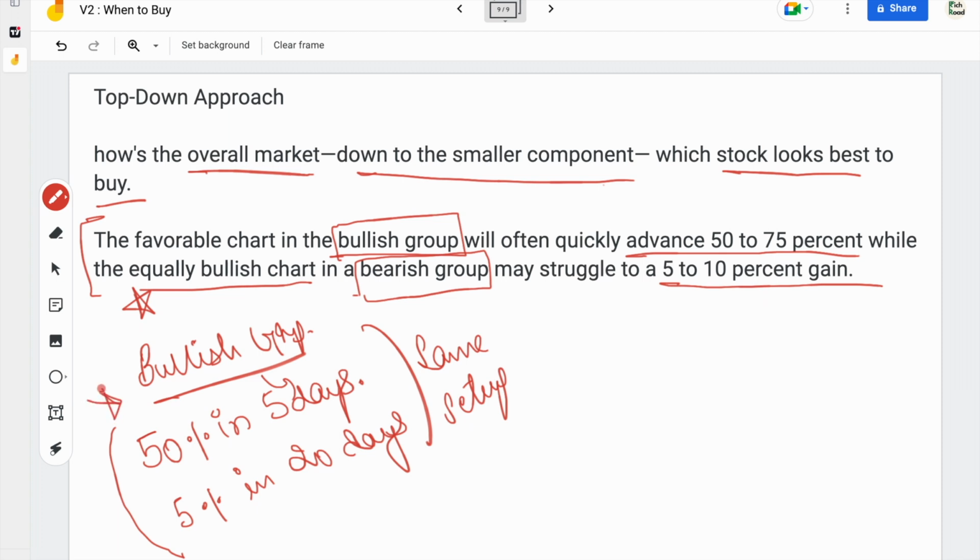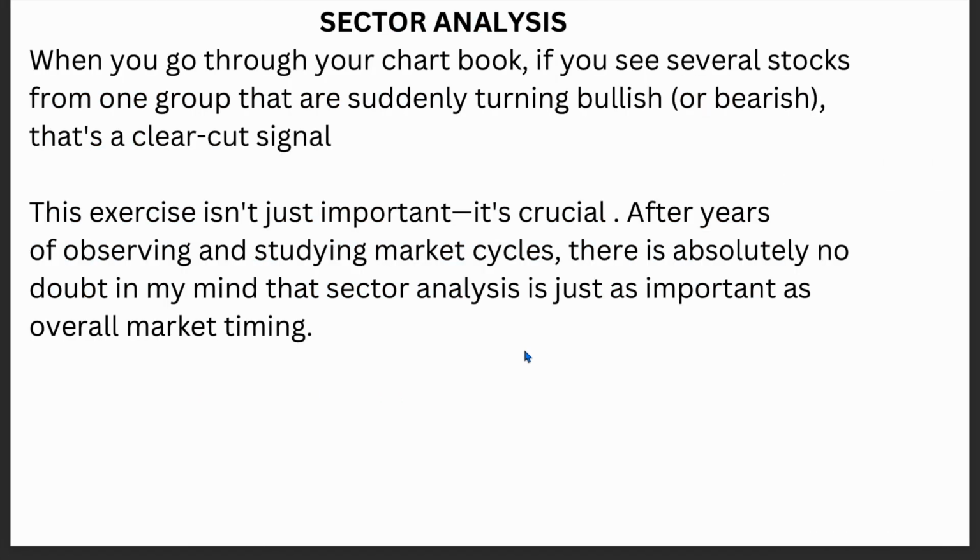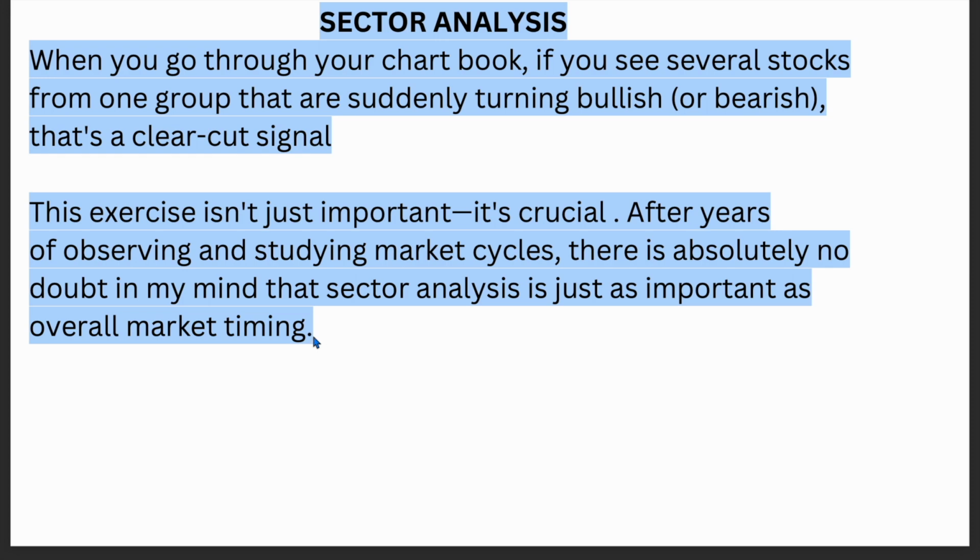I don't know how I can emphasize more, but once you understand this point, you will see your profitability and your growth of the account is going to accelerate. And that is a fact. Those who have understood it have experienced it. So this is what it means. Then, as I said, we move on to the sector analysis.